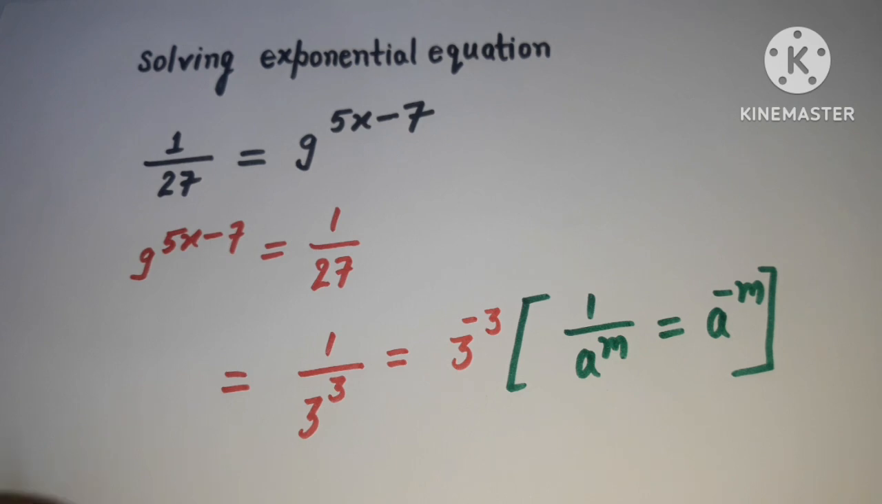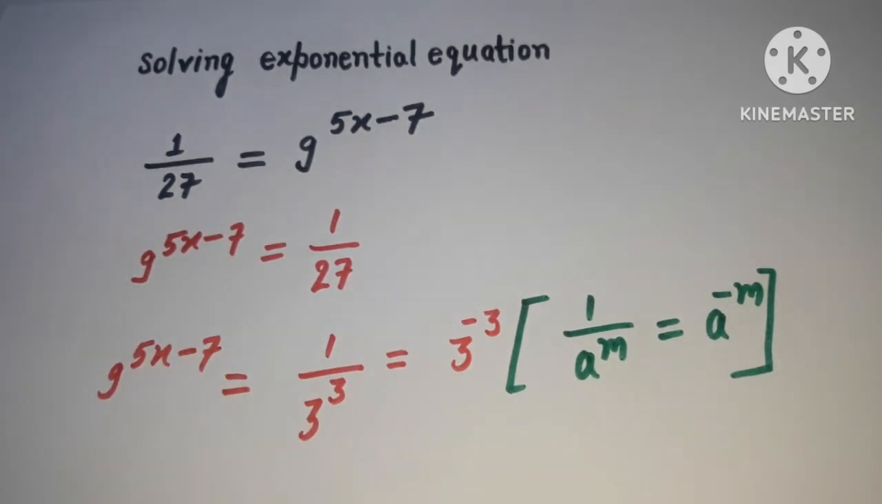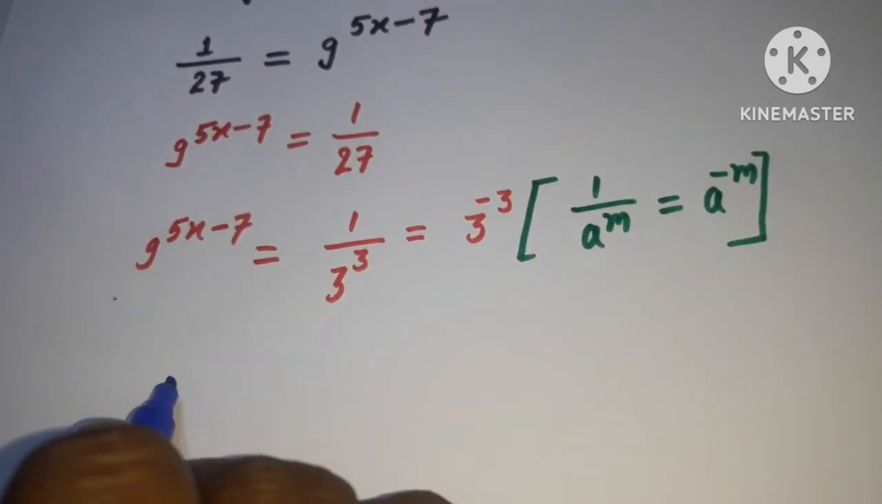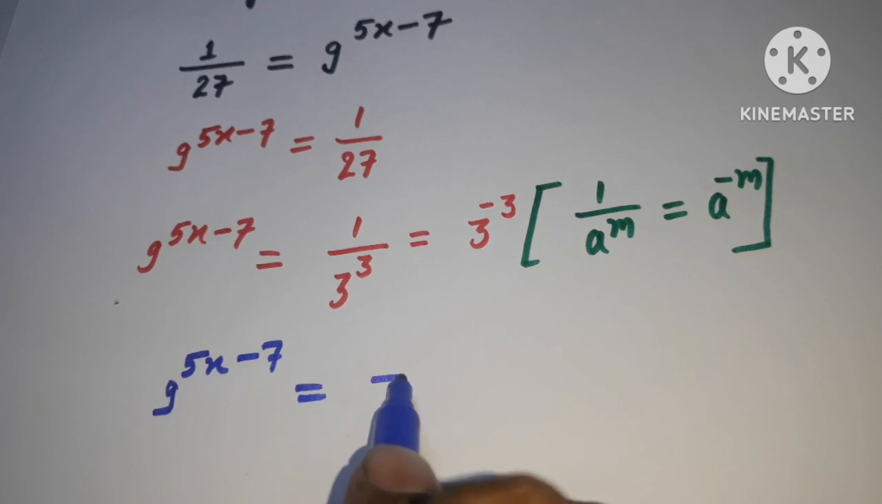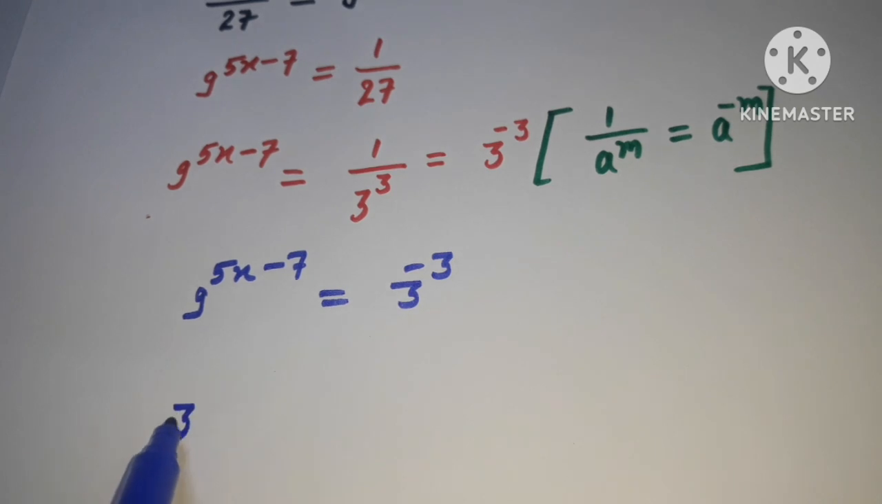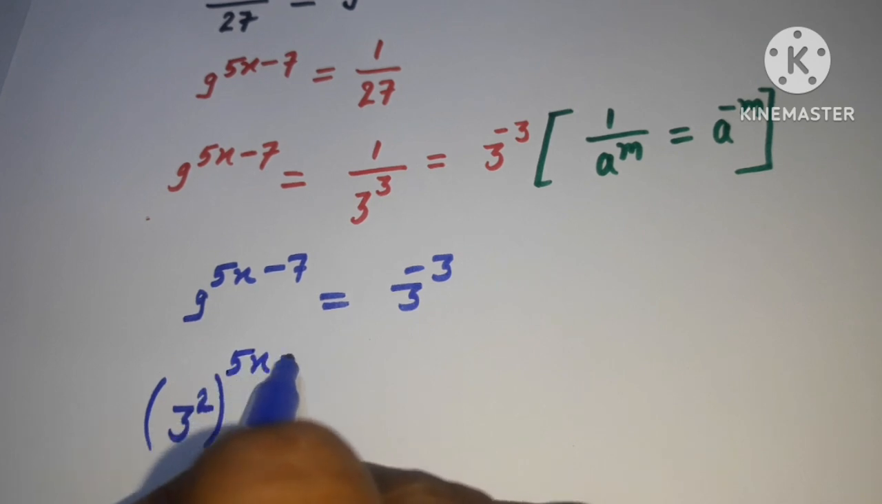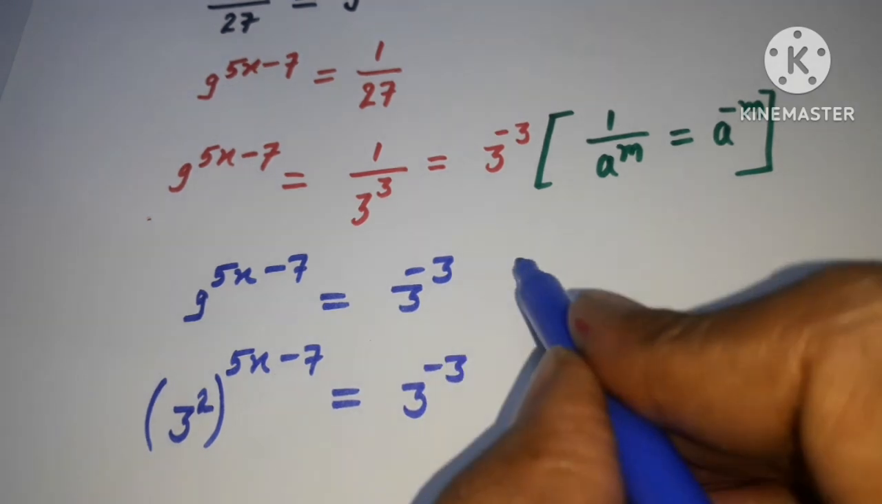So this one, and here 9 to the power 5x minus 7. We have to equate this one and this one together. So let's go. You will see here 9 to the power 5x minus 7 is equal to 3 to the power minus 3, and this 9 can be written as 3 squared, and there is a power over here, 5x minus 7, 3 to the power minus 3.